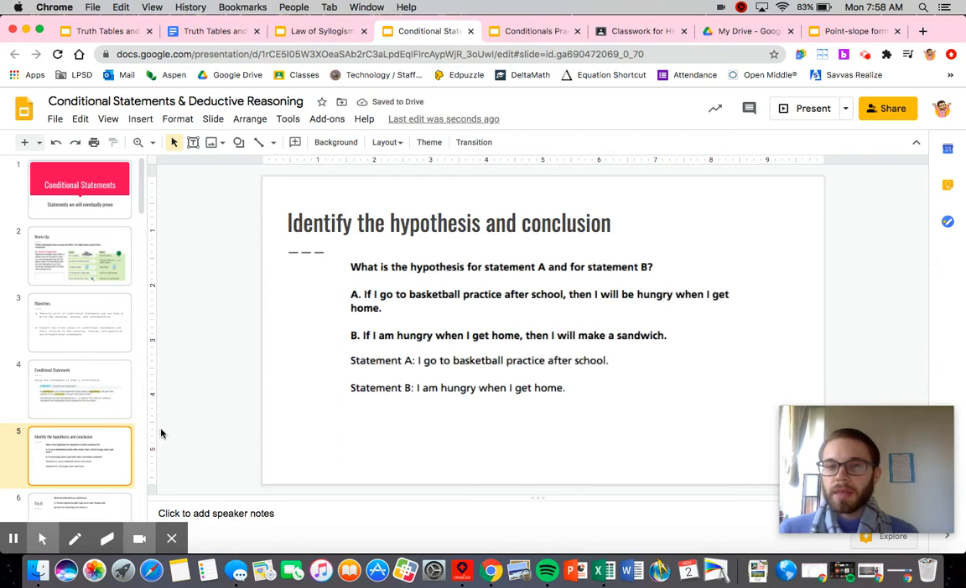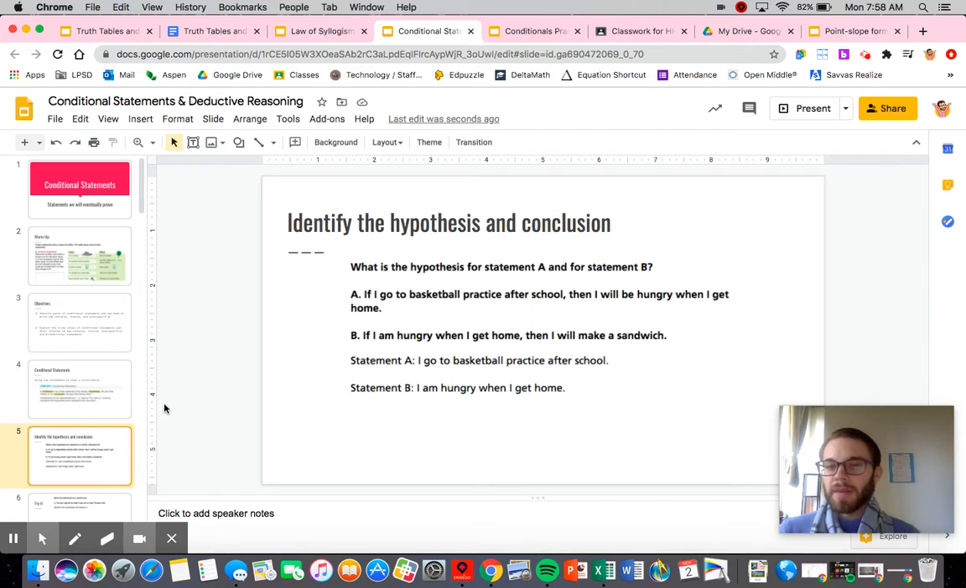Now, in the case of identifying the hypothesis and conclusion, it's usually relatively straightforward. Again, it's just the part following the if in terms of the hypothesis. So on the first one, if I go to basketball practice after school, then I will be hungry when I get home. The I go to basketball practice after school is the hypothesis. You don't include the if. It's just the statement component. And then again, in the bottom one, if I am hungry when I get home, then I will make a sandwich. I am hungry when I get home would be the hypothesis.